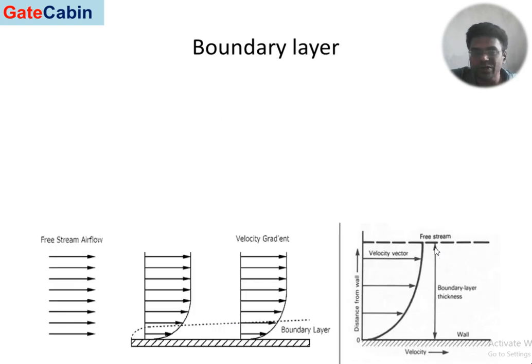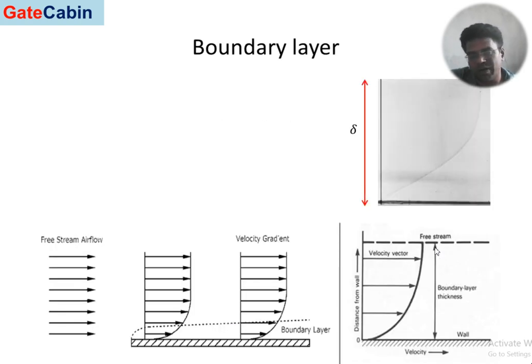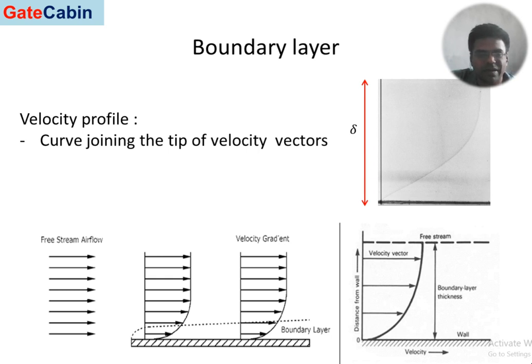Then there is something called the velocity profile. Based on experimental investigations, it has been found that especially for the laminar zone, the flow in which the boundary layer remains laminar, the velocity variations follow this kind of profile. This is known as a parabolic profile.